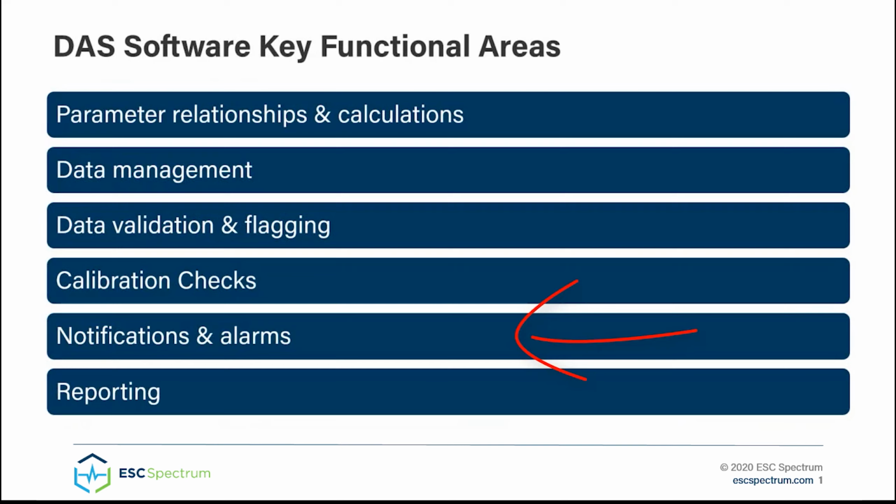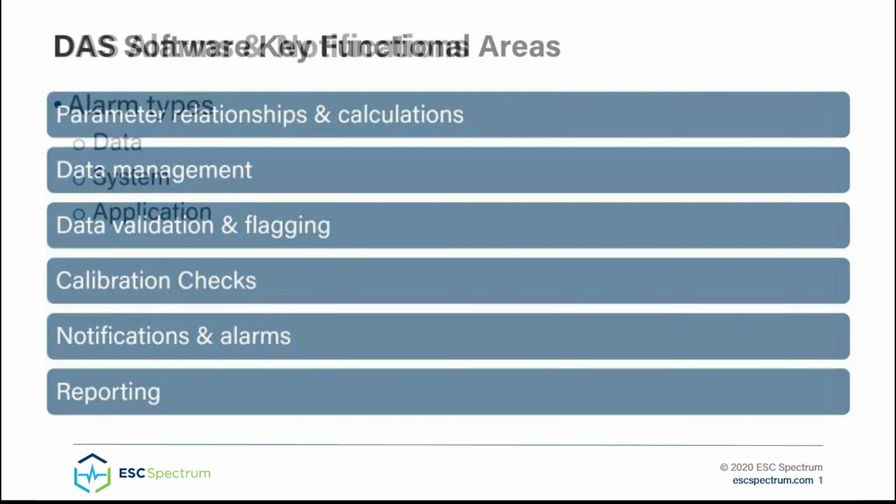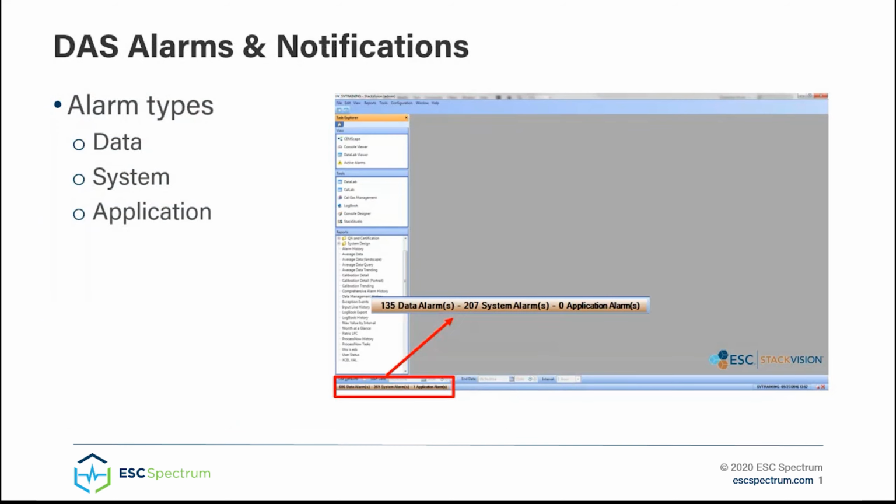Now let's move on to notifications and alarms. Your DAS should have an alarm and notification function, and alarms should be generated whenever an exception event occurs. Alarms should cover data, system, and application exception events. A data alarm example would be anything that may impact compliance, such as excess emissions or failed calibrations. System alarms would be anything that may impede your DAS operations, such as network communication errors or low disk space. And processing errors in your DAS would be an example of an application alarm.